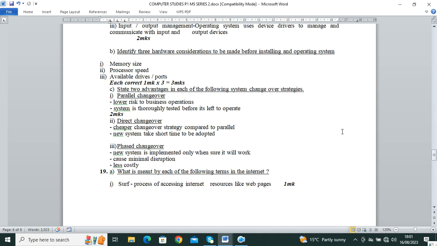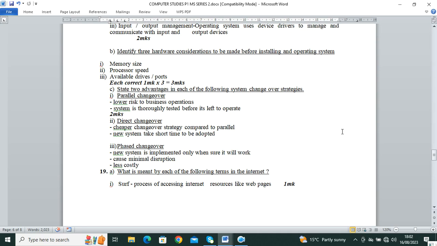State two advantages of each of the following system changeover strategies. This is form three, last topic, system development. We have changeover. This is how you change from the old system to the new system. So we have parallel changeover, direct changeover, phased changeover. Remember CBC and 844. We are using the phased changeover. We are implementing it in stages.